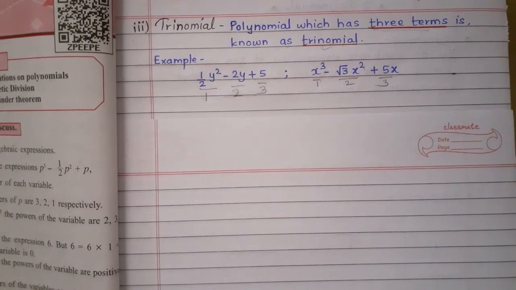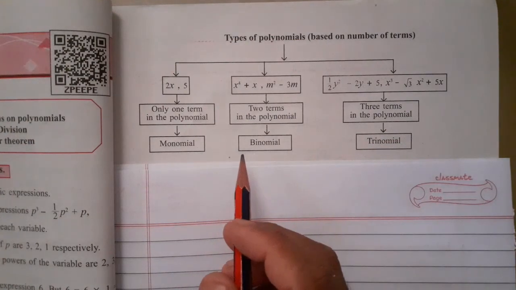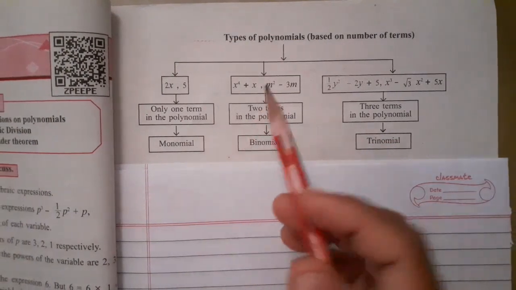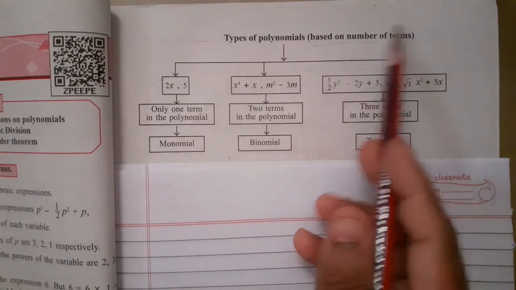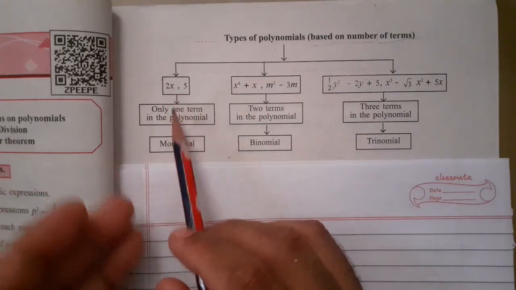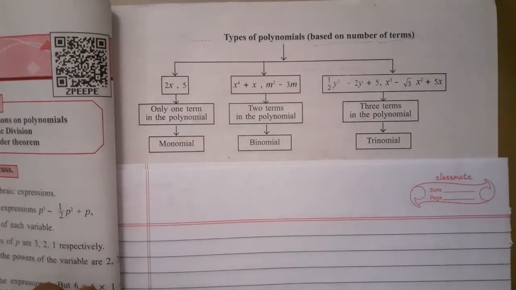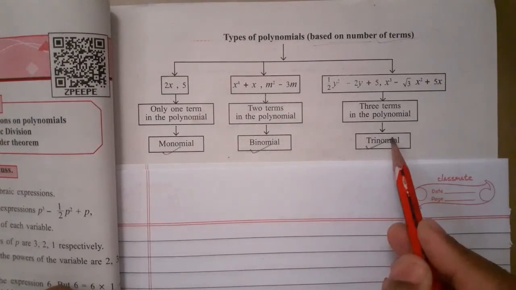Trinomial contains three terms. In the textbook on page number 37, we have a chart of types of polynomials based on the number of terms. First is monomial, second is binomial, and third one is trinomial.